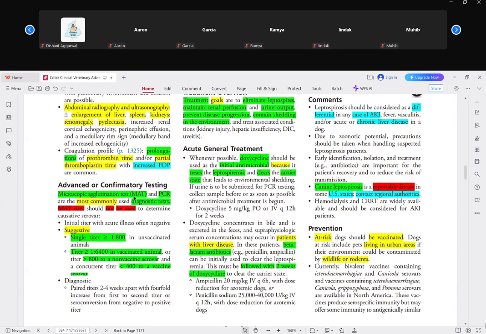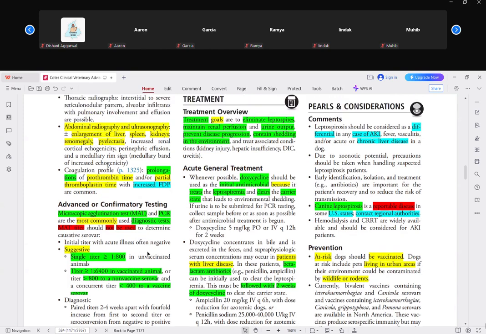Okay. Another thing is PCR. You can do PCR on the blood sample. Just remember, PCR tells you earlier than the MAT that the animal is suffering from leptospira. Initially the MAT is negative, and initially the PCR is going to be positive. So you can diagnose leptospira by PCR earlier than the MAT.